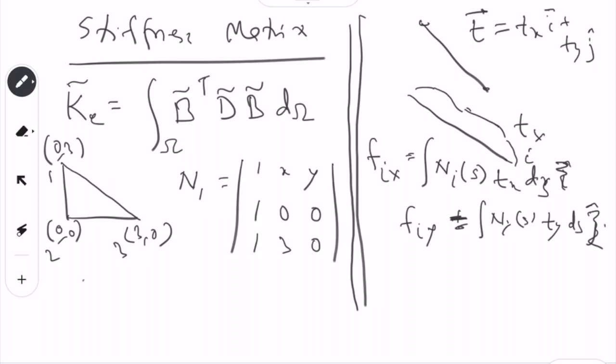That means del n1 over del x will be equal to, just we have 1 here, we will have 1 here, this will be 0 0. So we will find it is just equal to 0 only.